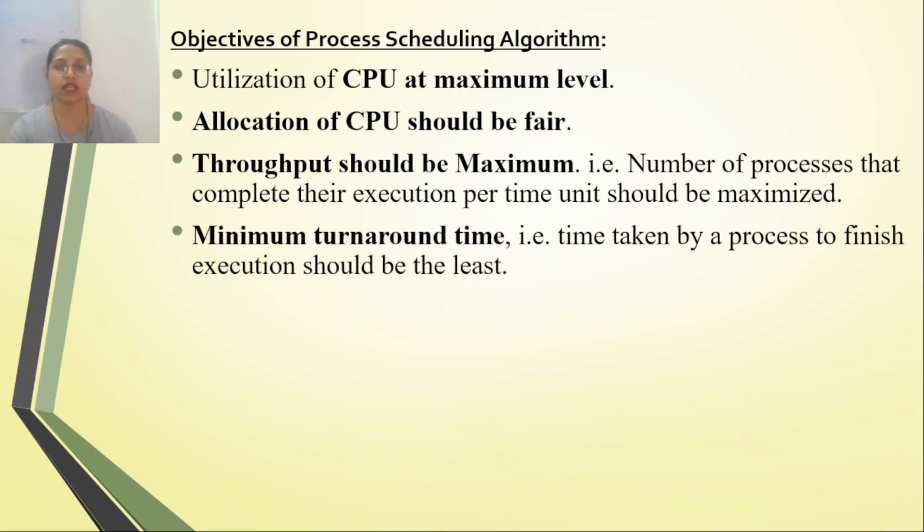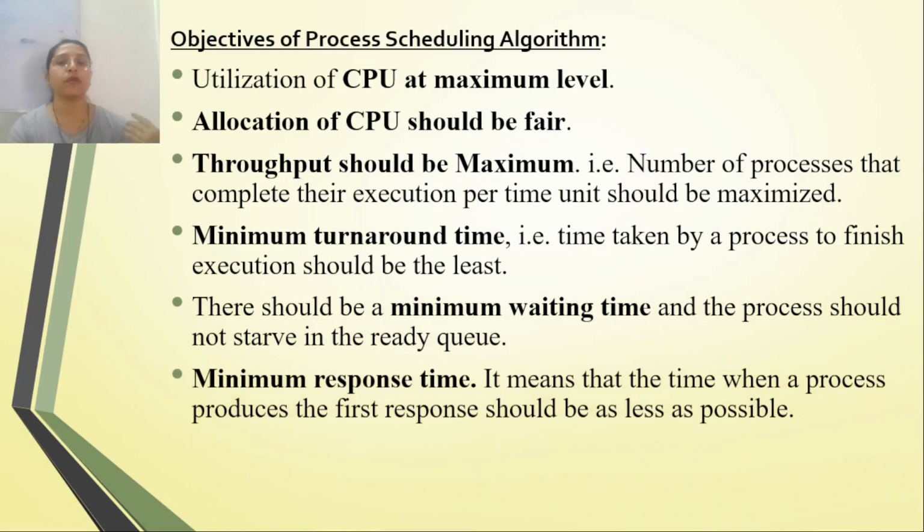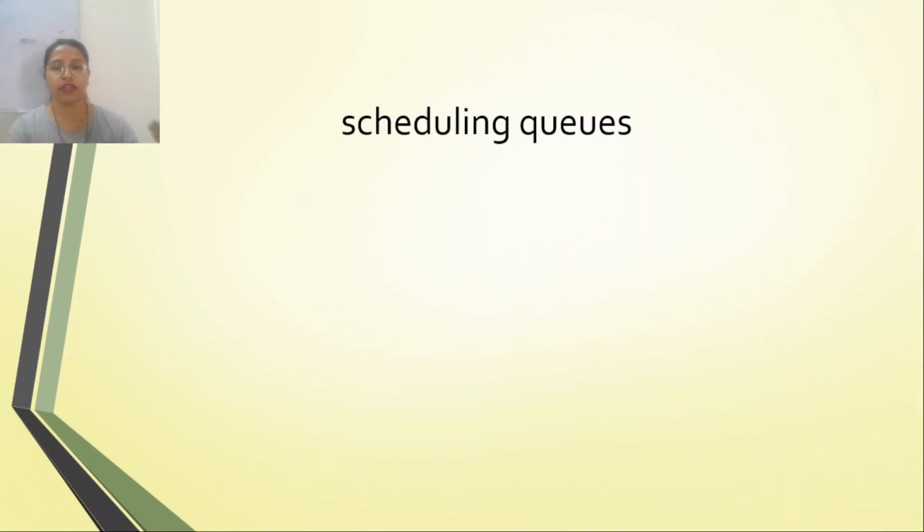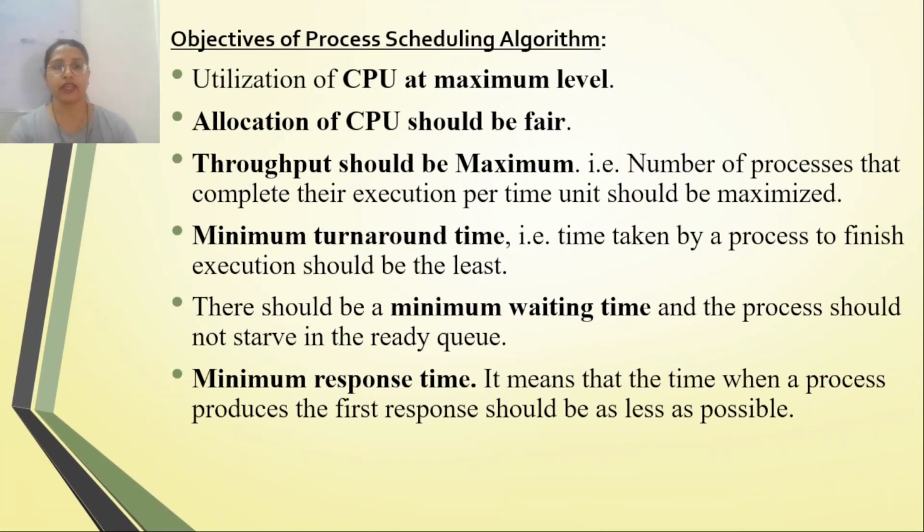The turnaround time, the time taken by the process from when it enters until it exits, should be minimum for a process. There should be minimum waiting time for the process and the minimum response time, that is, the time when the process produces the first response should be minimum. So when we study various process scheduling algorithms, we need to take care of all these criteria.